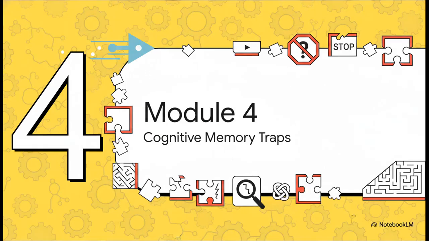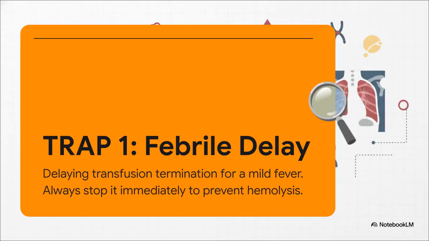Module 4, Accelerated Pattern Recognition and Memory Traps. Trap number 1, delaying the termination of a blood transfusion because you think, oh, it's probably just a mild febrile reaction. No way. Here is the rigorous justification.